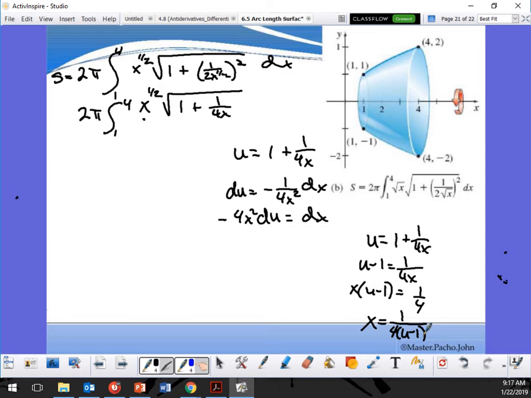Okay, I could replace the x, and I could actually try to replace everything that I can. So if I'm replacing an x squared, I could try and get rid of this. So it's going to give me 2 pi from 1 to 4, but I'm going to change my bounds here in a minute. So x is going to give me 1 over 4 times u minus 1, to the 1/2.